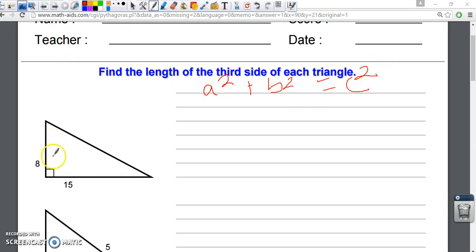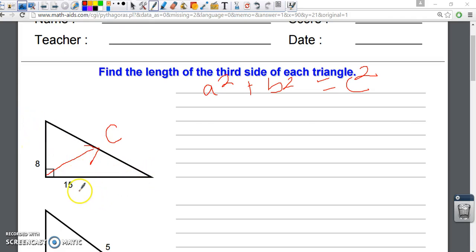How do you know which side is A, B, and C with your triangle? Okay, so with your triangle, again, wherever the right angle is, right diagonally across from it is C. C is the hypotenuse. Again, if you have no idea what I'm talking about, look at the notes that we did in class today. C represents the hypotenuse, and the hypotenuse is the longest side of the triangle.